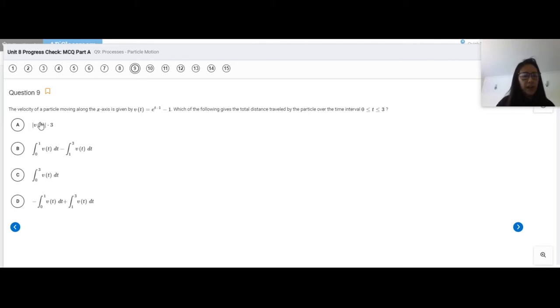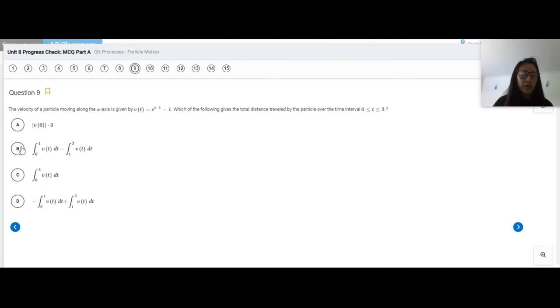Okay, so if we're looking at these, since it says total distance traveled, you know that means you want the absolute value of the inside function, meaning that you want to take the integral of, and then you take all the positives. If you're looking at these answer choices, the only one with the absolute values right here is A, but that is not inside an integral, so that is not what we want. And then if we're looking at part C, it just takes it positive or negative, 0 to 3, which is also not what we want.